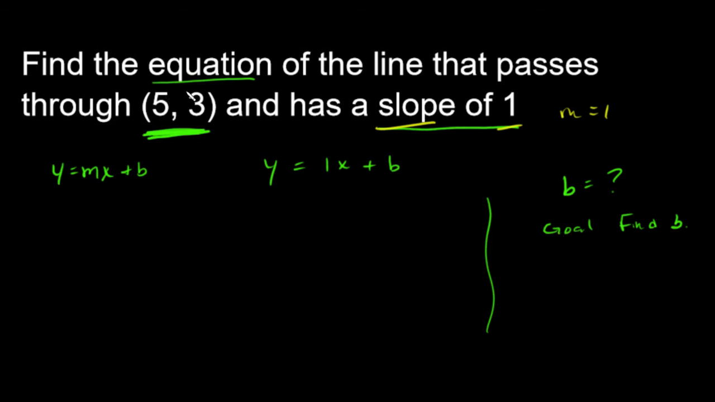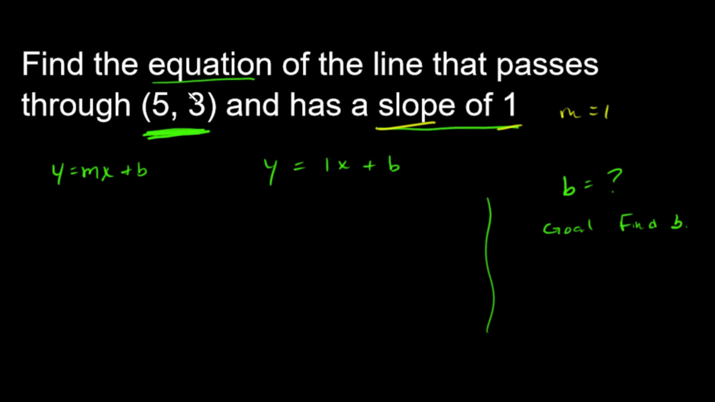Now, a lot of students think, oh, the y-intercept, this must be it, so just plug 3 in for b. But that's not true. This is not a y-intercept. This is the value of y when x equals 5. A y-intercept is the value of y on your graph when your x is 0, right?